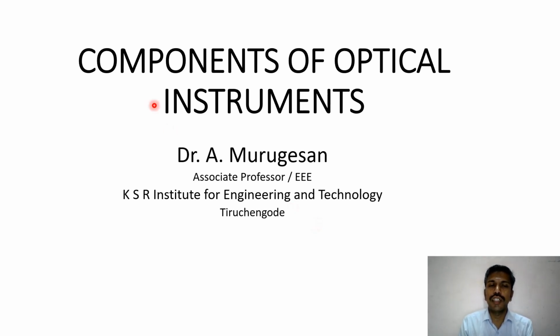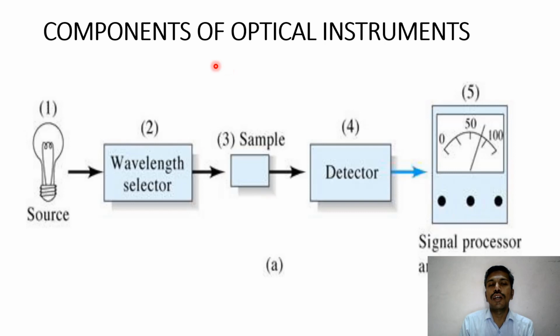In this session, we discuss the components of optical instruments, especially spectroscopy. Spectroscopy is one of the optical instruments. Any type of spectroscopy has these five major components. The first and foremost component is the light source.